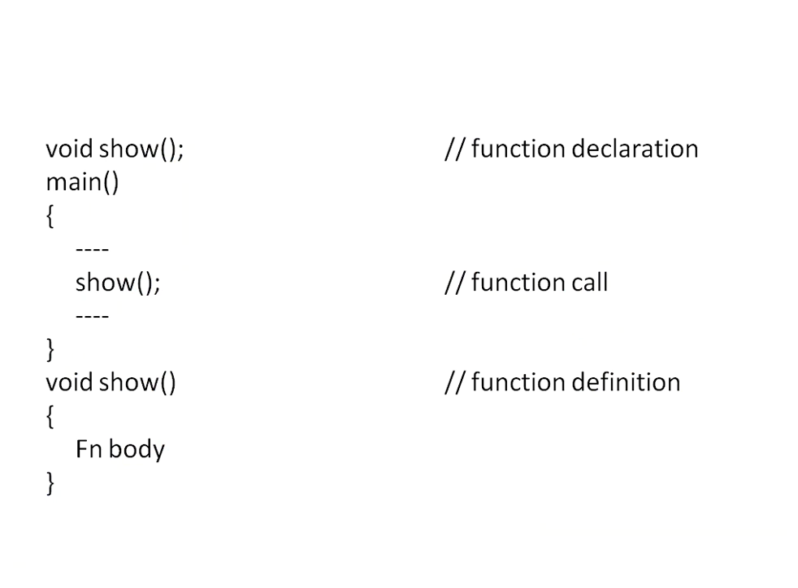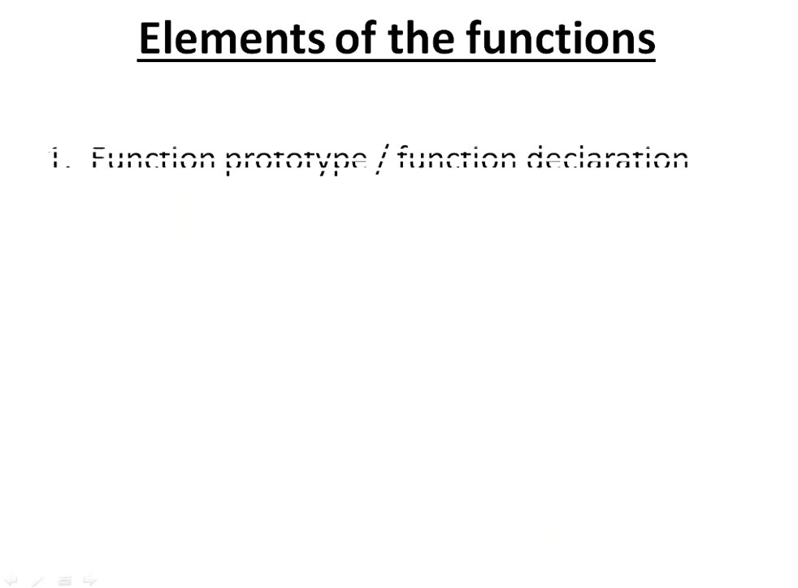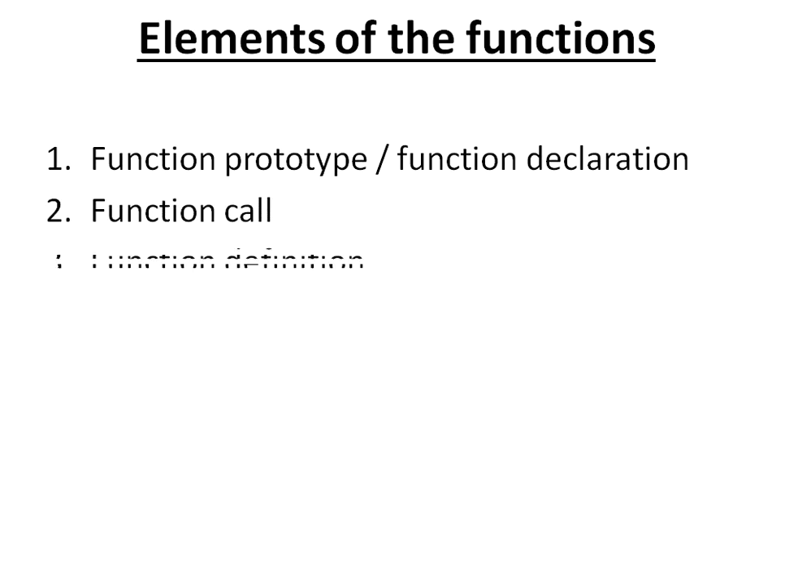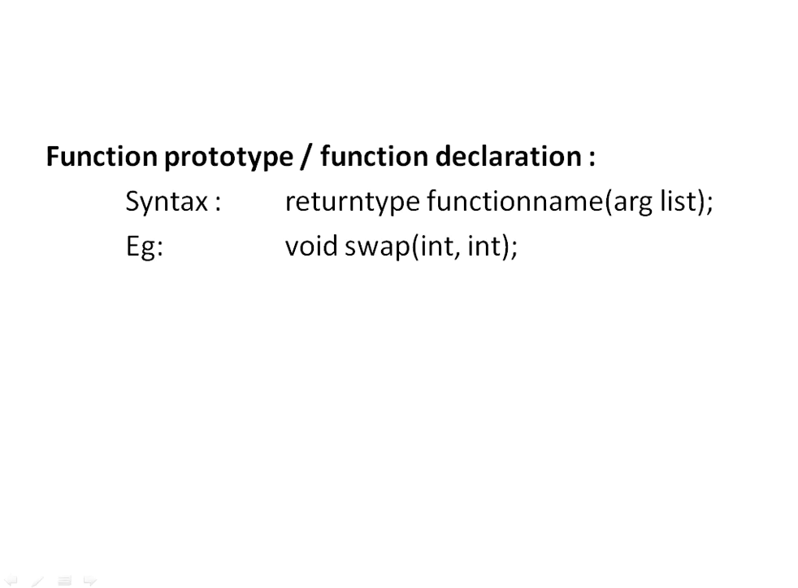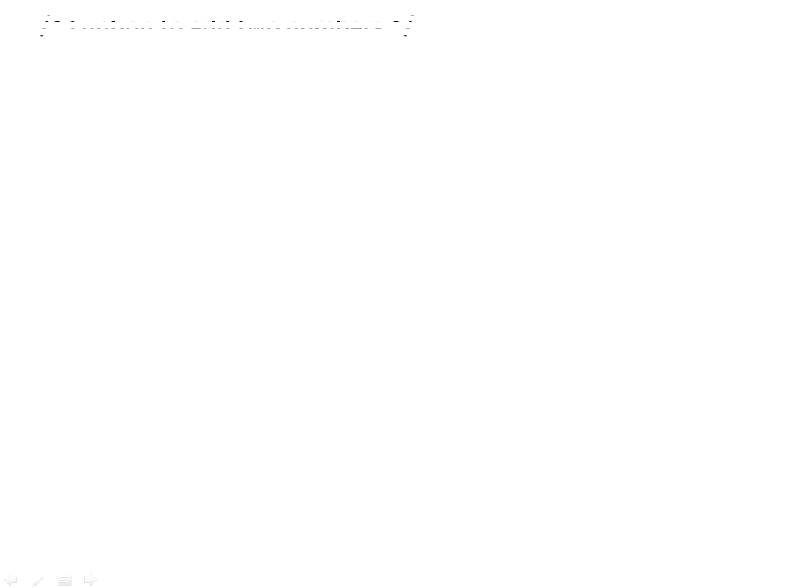So this is an example, and there I gave a function name as task, right? Here it is: this is function declaration, function call and function definition. I'll tell you what is what. There are some elements like function prototype, which is otherwise called function declaration, function call, function definition, actual arguments, formal arguments, and return. We'll see one by one. First we'll see one example, then we'll go for it.